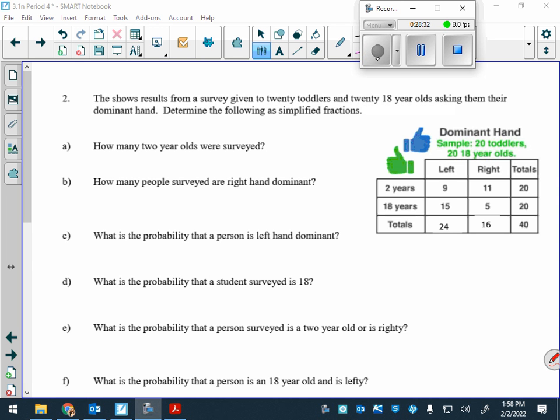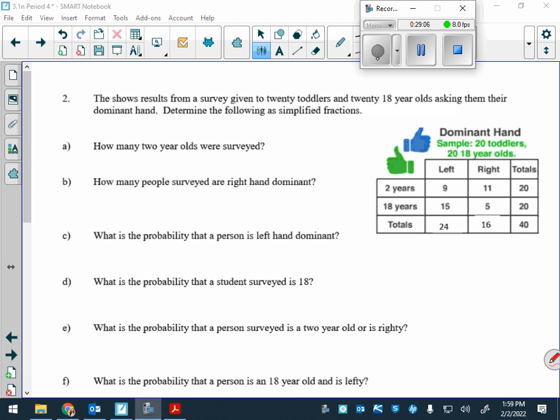So far, what you see in this first column, 2A through D, are correct. We'll get to 2E in one second. 2F. What is the probability that a person is an 18-year-old and is lefty? Danielle? 3/8. Good. In 2G, what is the probability that given the person is an 18-year-old, they are lefty? 3/4 is correct.